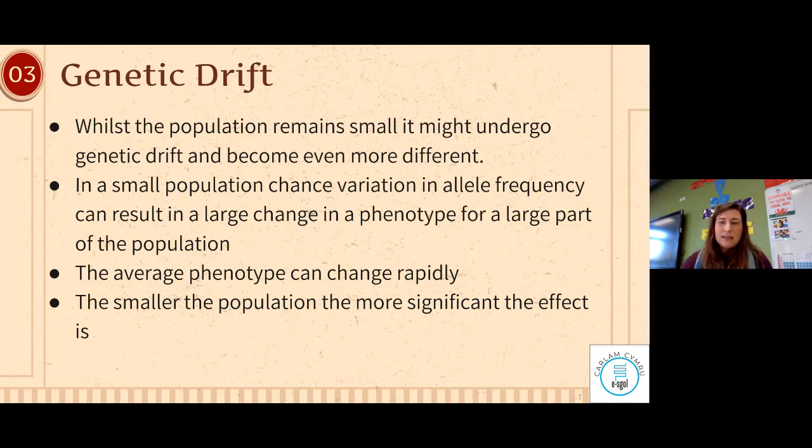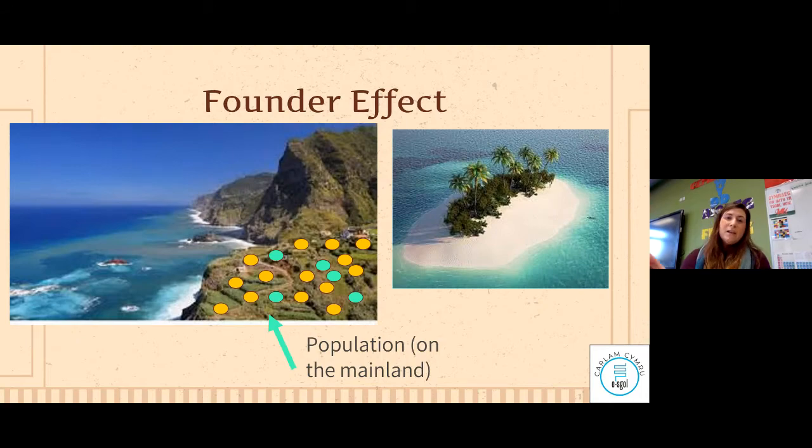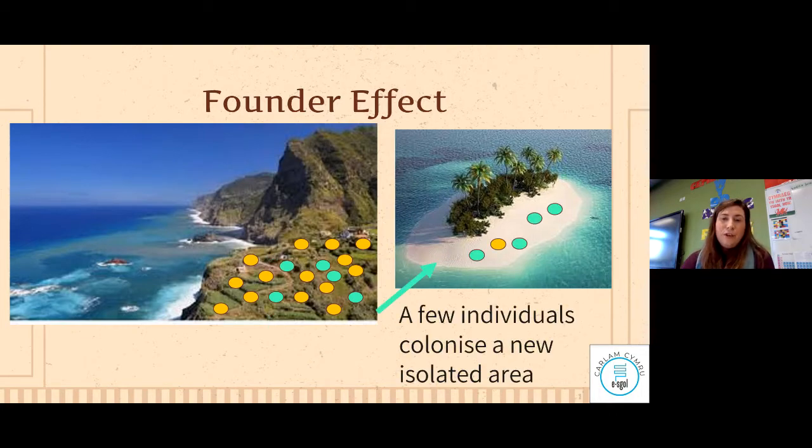So we're going to have a look at this in action with some diagrams. So here we have the parental population on the mainland, and nothing over here on the isolated island. You can see here the different alleles shown in yellow and this turquoise colour. So here is the original parental population on the mainland. A few individuals from this original parental population colonize a new isolated area. So this is the founder effect.